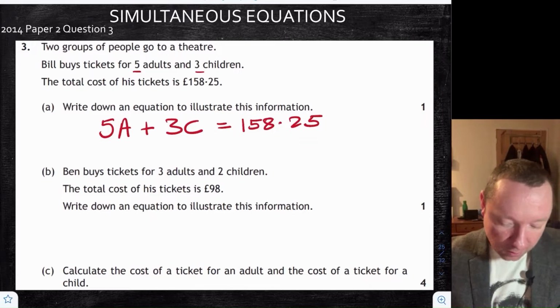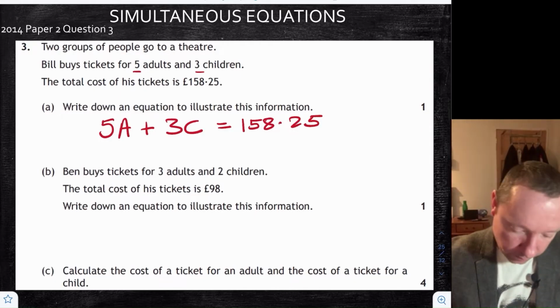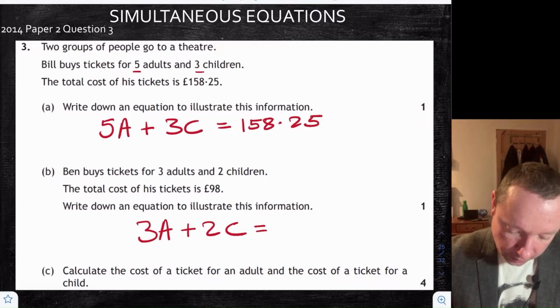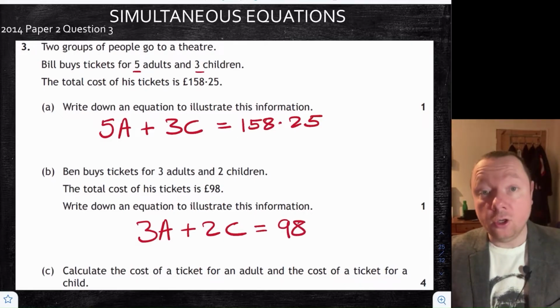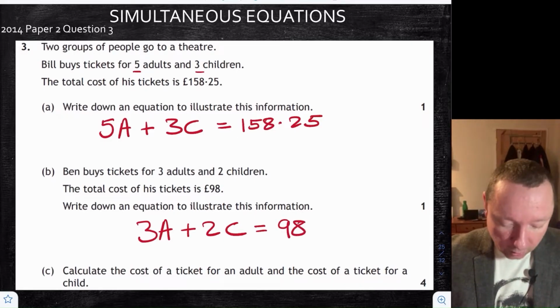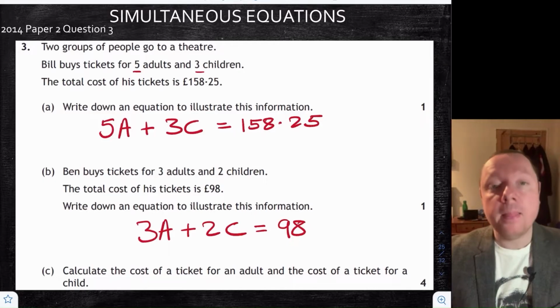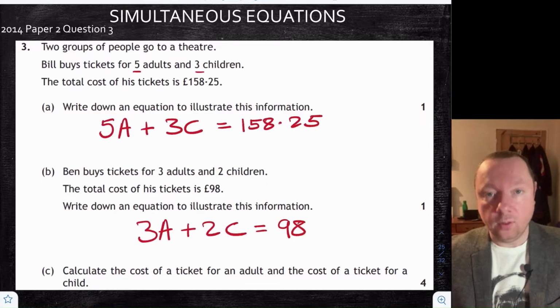Part B is very similar. Ben buys 3 adults and 2 children tickets, and the cost is 98. Write down an equation. 3 adults plus 2 children equals 98. We've now got 2 equations we can solve. So calculate the cost of a child and adult ticket for 4 marks, simultaneous equations.